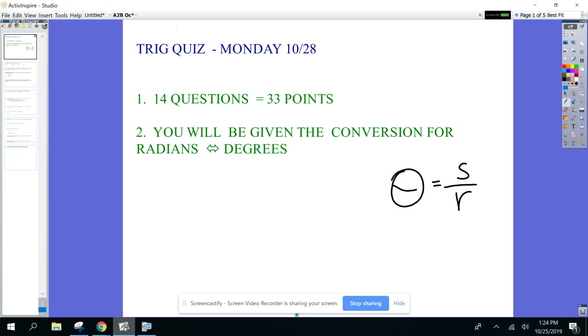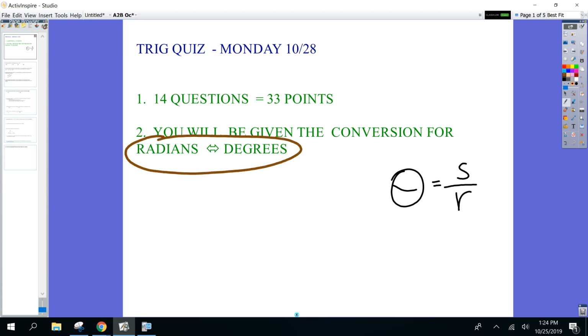On Monday, you got your quiz coming up, 14 questions, 33 points. If you want to know, 7 of those 14 are going to be multiple choice. I will not give you a formula sheet. On the top of your quiz, I will give you the conversions from radians to degrees and degrees to radians. Okay, so you won't need your formula sheet at all. Remember this formula here, theta equals S over R, not on your formula sheet.